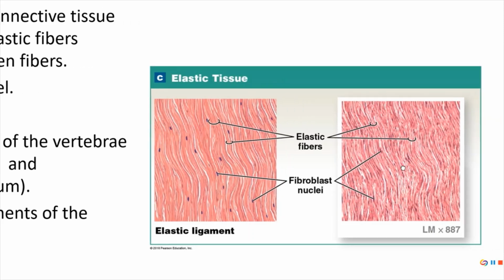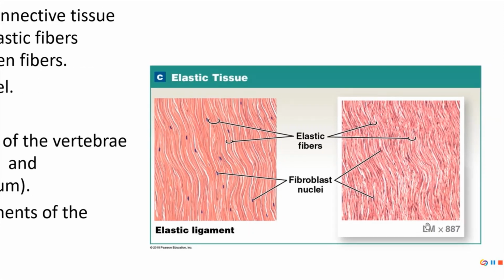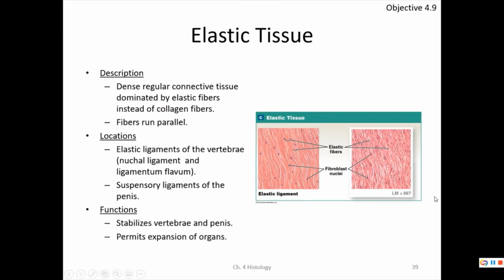So it's elastic, and collagen gets added together in this very stretchy material, okay? It's dominated mostly by elastic. There is a little bit of collagen, but it's mostly yellow fibers. It also runs parallel, in a straight line, but there's going to be more white visible in the elastic. Now, it's found in the elastic ligaments of your vertebrae.